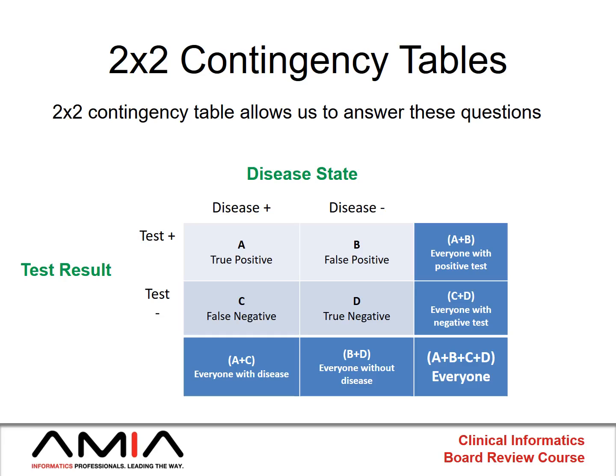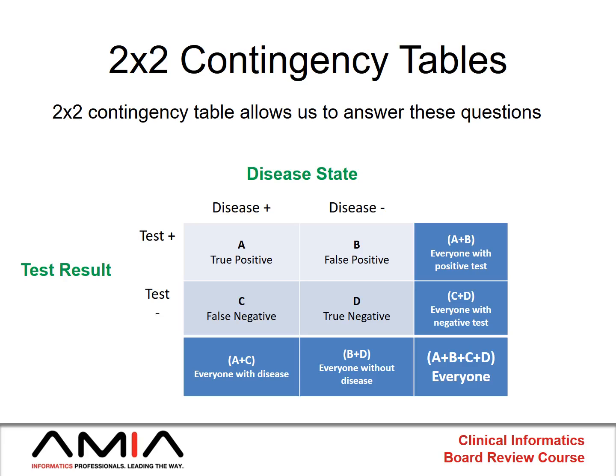The way it's set up is, by convention, you list your disease state across the top and your test result across the left. In the top left corner of the 2x2 table is the state where both the disease is present and the test is positive. If you label them A, B, C, and D, going left to right and top to bottom, the top left is A, which is your true positives, followed by B, which is your false positives, where your disease is negative but your test is positive, followed by C, which is false negatives, where your disease is positive but your test is now negative, and followed by D, your true negatives, where both the test and the disease are negative.